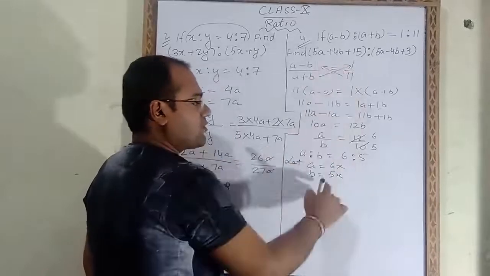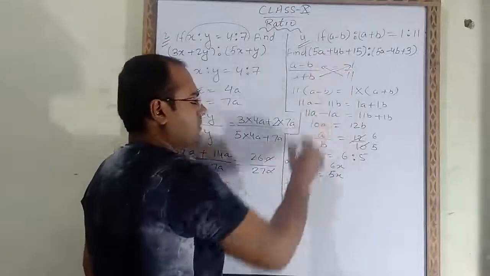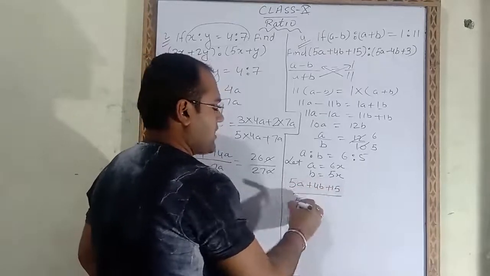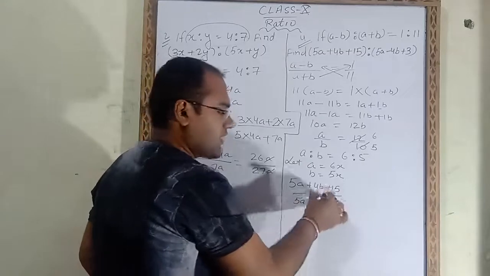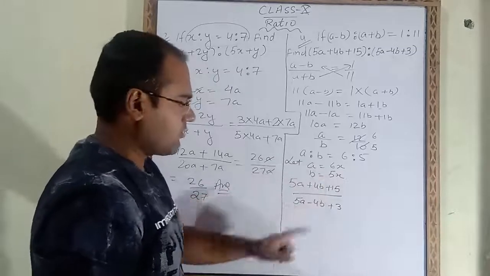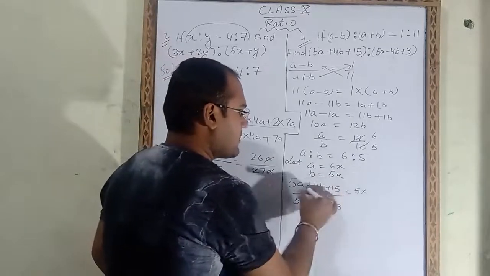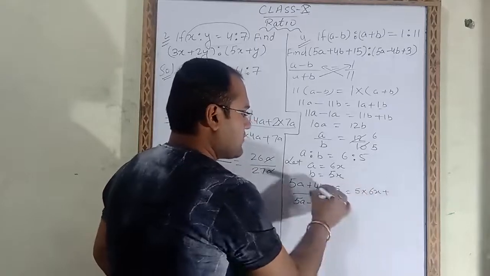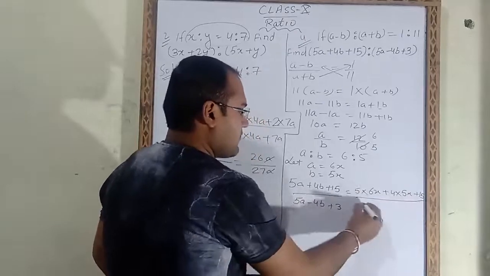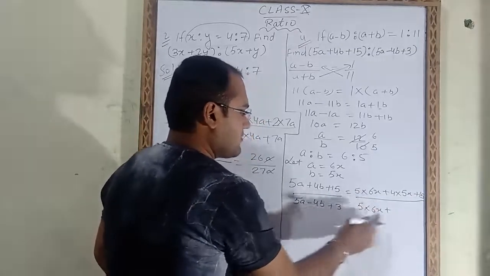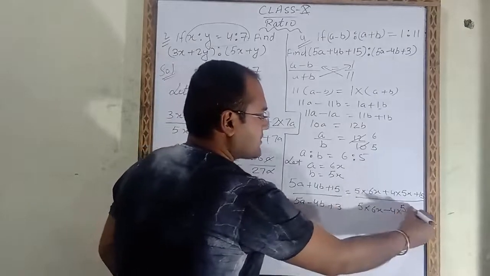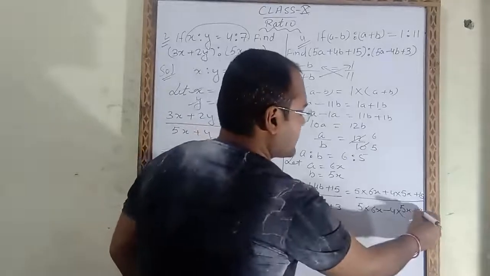Now we will put these two values in this question. What is the question? 5a plus 4b plus 15 upon 5a minus 4b plus 3. We have to find the value of this. So now we will put these two values of a and b in the equation. This will become 5 multiplied by a, which is 6x, plus 4 multiplied by 5x, plus 15 upon 5 multiplied by 6x, sorry, plus is not there, it is minus 4 multiplied by b, which is 5x, plus 3.